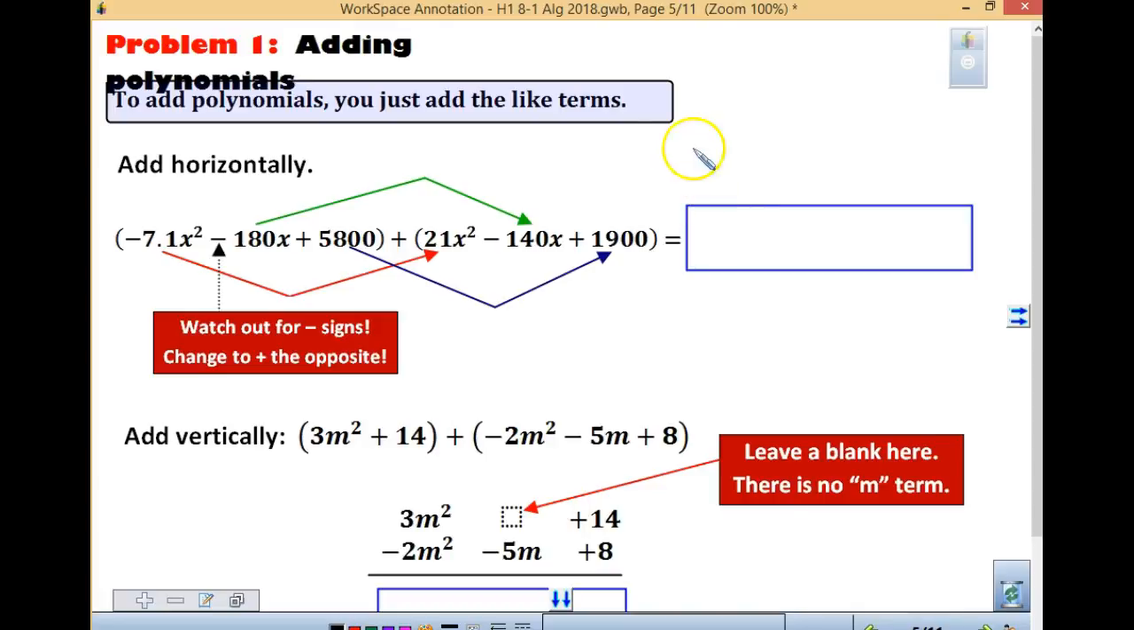Just like when we added in our last unit, 5 square root 2 plus 6 square root 2, we didn't do anything with the square root 2, so it stayed the same. We added the coefficients in front, the 5 and 6, and got 11 square root 2. This is very much like that. You can only add like terms, meaning you can only add your x squareds with your x squareds, the x's with the x's, and the constants with the constants. Watch out for the minus signs. You might want to change it. That would be my hint.